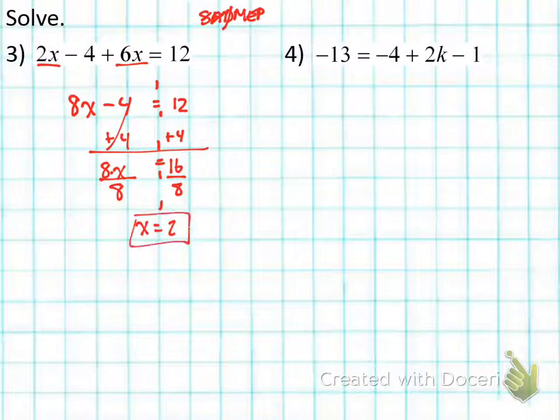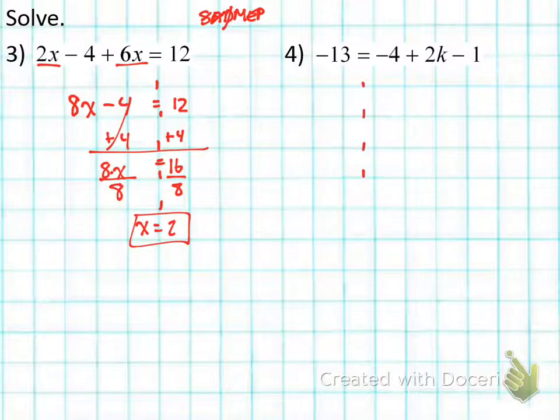Okay, next one, number 4. You got negative 13 is equal to negative 4 plus 2k minus 1. Now on this one, are all my k's together? Yeah, there's just a 2k, right? So are they all grouped together right now? Yeah. How about all my constants? Are all my constants on the right-hand side grouped together? No. So you want to, after you draw your fence, of course.